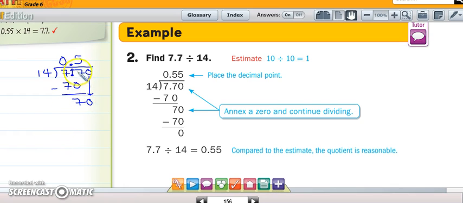14 can go into 70. Well, 5 times perfectly. 5 times 14 is 70, and there's none left over. So again, we're not going to have any remainders with this lesson. We're just going to have decimals, okay? So our answer was 0.55. Let's try another one.